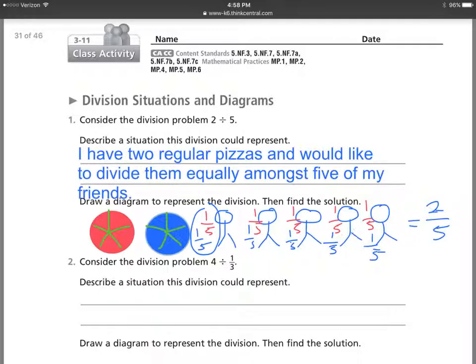So now each of my friends can get 1 piece from each of my pizzas. All of them will get the exact same size. They each get 1/5 from each one. And if you add up both of those fifths, you will get 2/5. We'll check to see if that can be simplified, but it cannot. Numbers 2 and 3 you will be doing on your own.